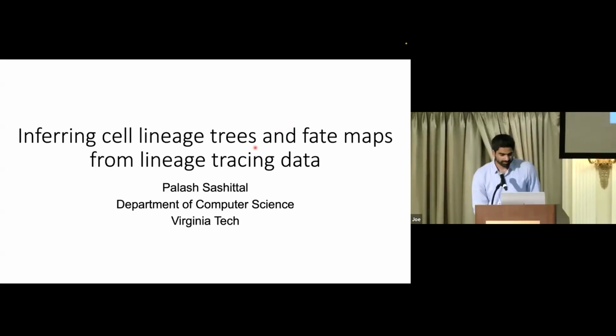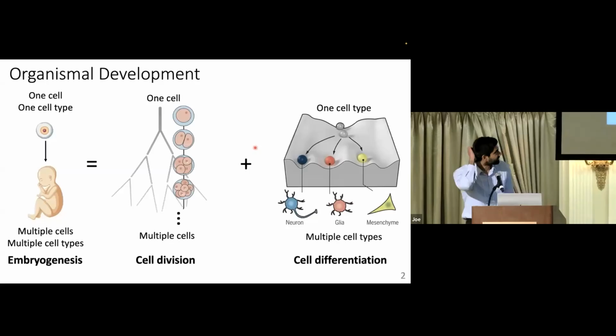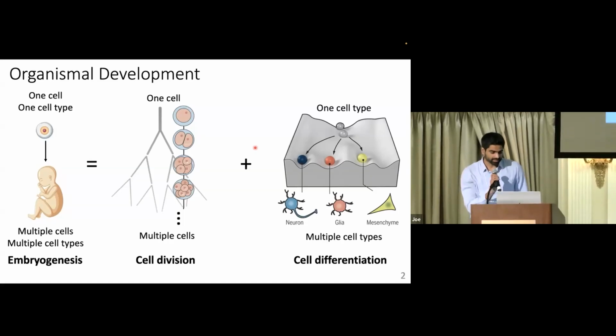So I want to start this talk by talking about what I think is the most fascinating process in biology, which is embryogenesis. This is a process which starts with just a single cell, which we call the zygote, and ends with a multicellular organism with multiple cells and multiple cell types. So there are really two processes going on here simultaneously. The first is cell division that allows you to go from one cell to multiple cells. And then there's also cell differentiation that allows you to go from one cell type to multiple cell types.